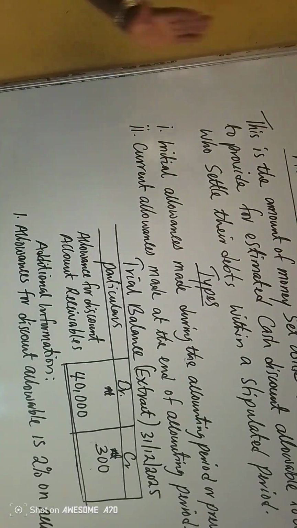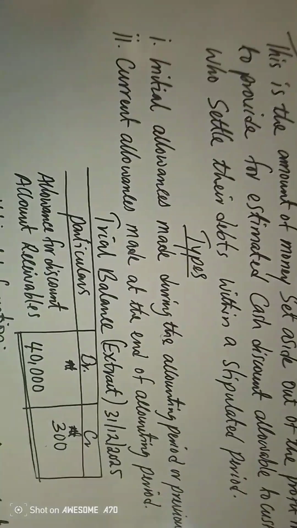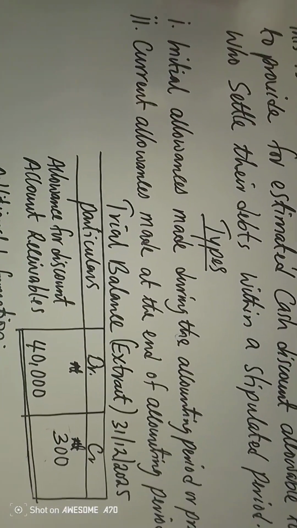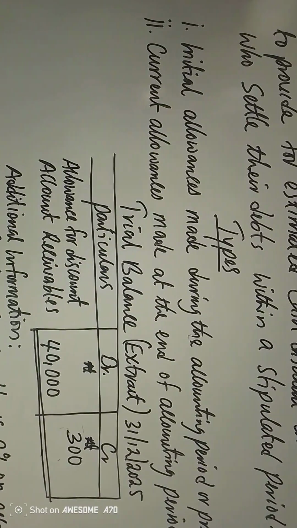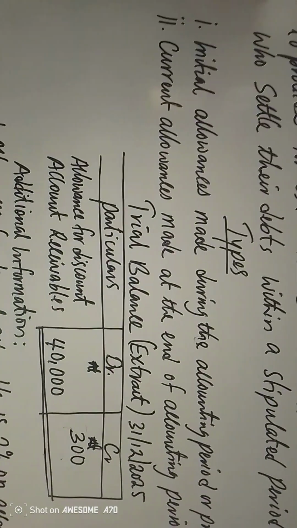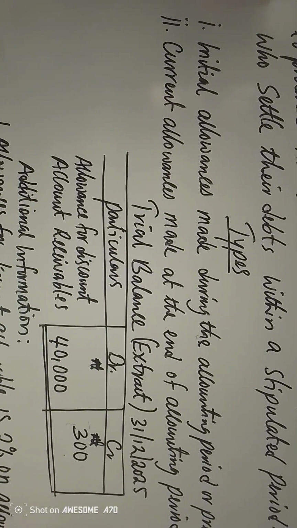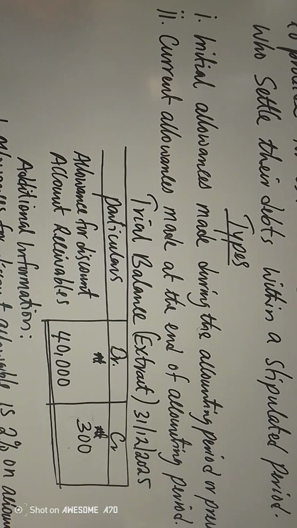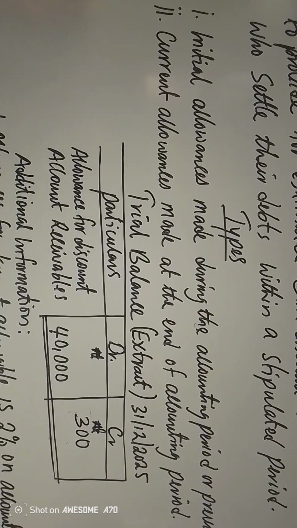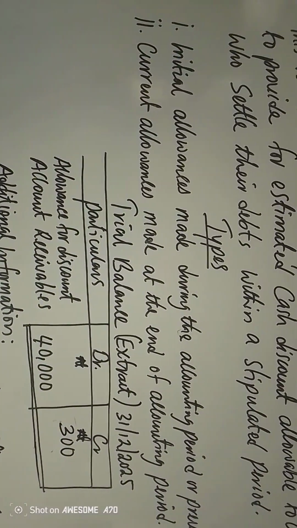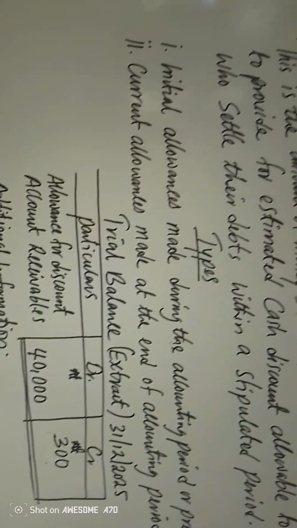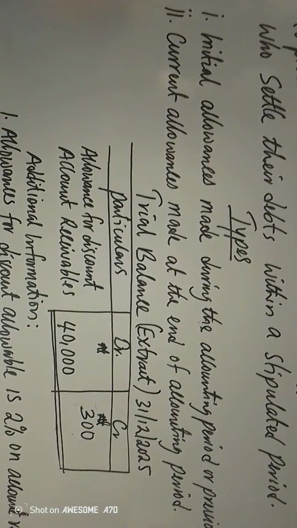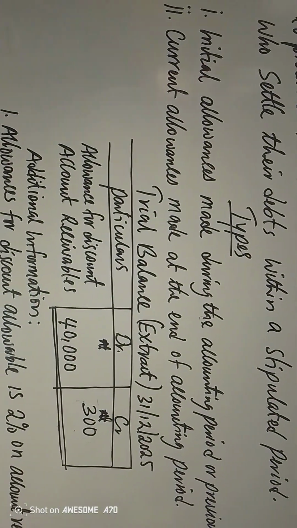So in this case, after looking at the definition, let's look at the treatment. How to treat allowances for discount allowable on account receivable is almost the same, not just almost, it's the same thing as that of allowances for credit losses, which I've treated before, what you call provision for bad and doubtful debts. So the way you handle provision for bad and doubtful debts, or allowances for credit losses, as the new name connotes, is the way you are going to treat allowances for discount allowable. So now let's look at it.